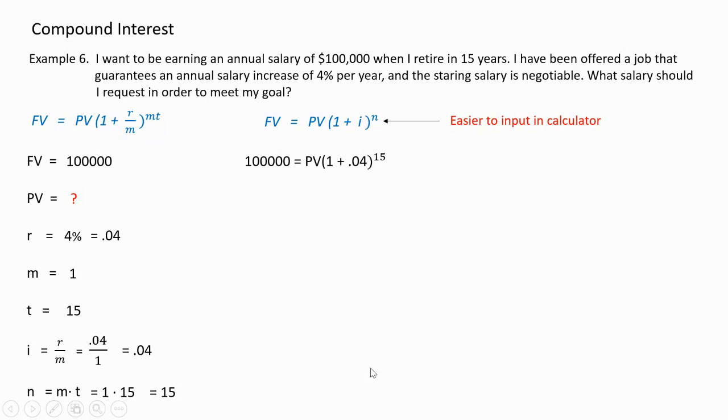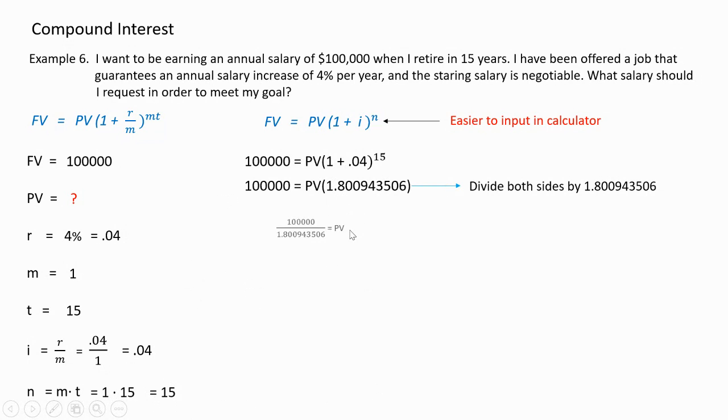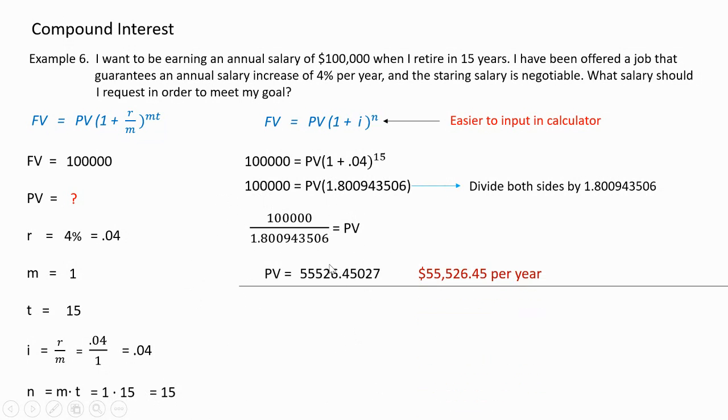So now let's plug everything in. First, we plug in 1 plus 0.04 to the 15th power. That's what we get. Then we divide both sides by 1.8009435506. Right, so that's what we get. And then we divide the 100,000 by 1.80943506, and we get the present value, which is $55,426.45.